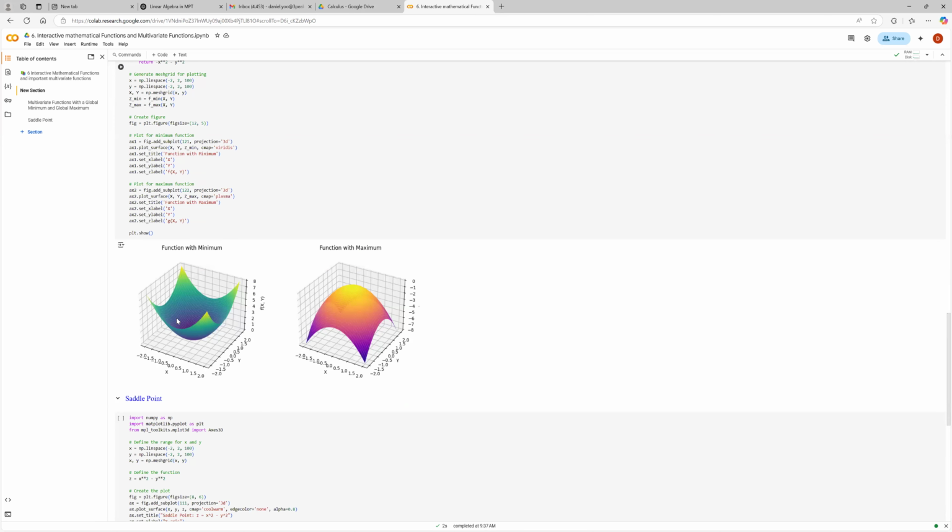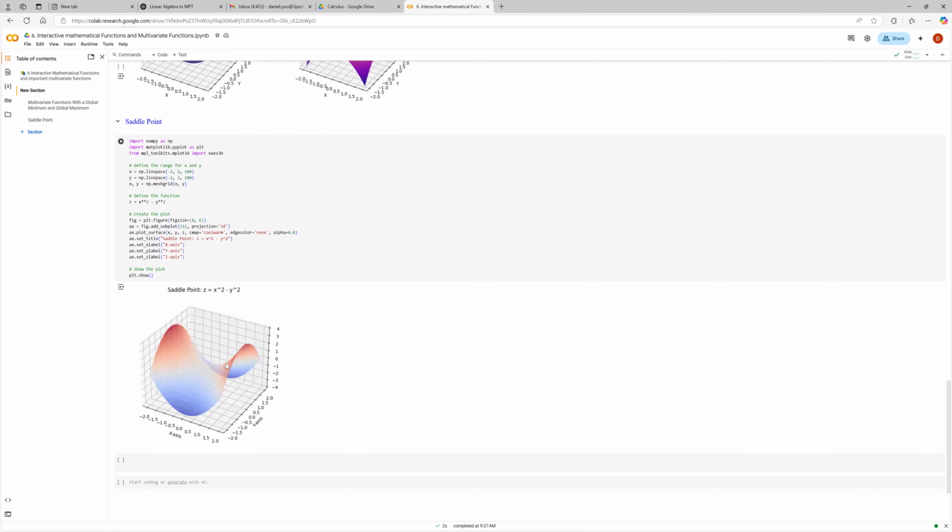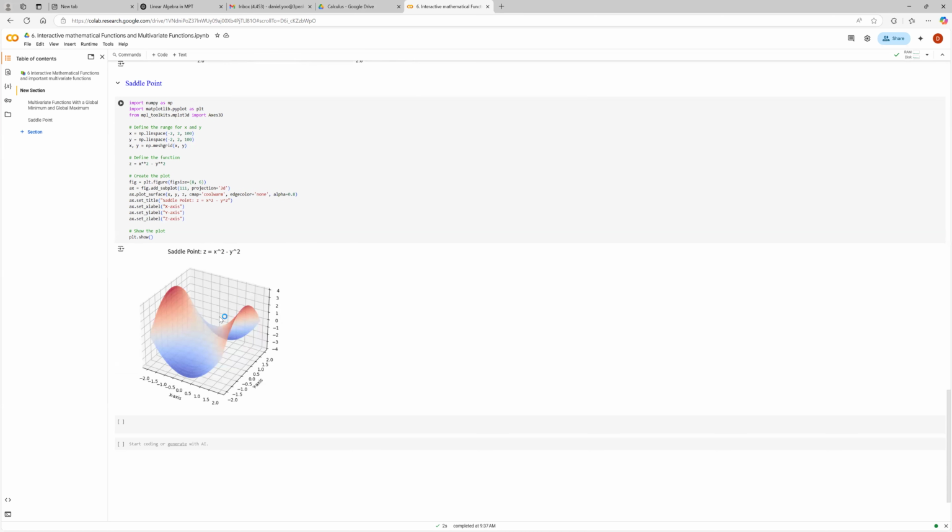Now this is important later on for optimization. These ideas are about finding a global minimum and a global maximum. Most likely in something like gradient descent, you would want to find a global minimum. Gradient descent is an optimization algorithm that's commonly used in machine learning, and we'll be touching on that shortly. And here's a saddle point, and this has no maximum and no minimum, and that's basically the idea. It's a little bit of a strange function.